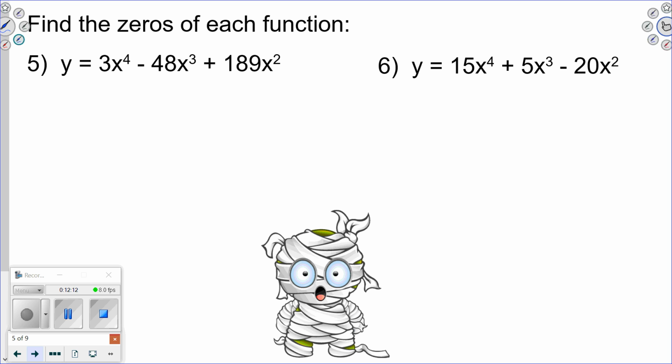All right, what about number 5? How many answers will I have on 5? I should have 4 answers. All right, let's set this equal to 0. And then please tell me there's a GCF in there. Those numbers are huge. So GCF? 3? Yeah. Anything besides 3?